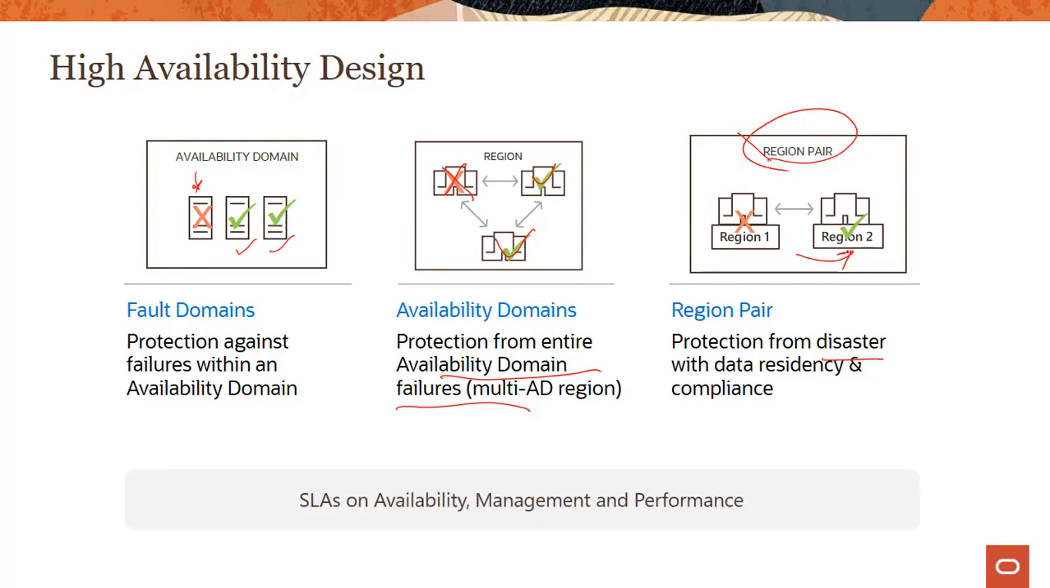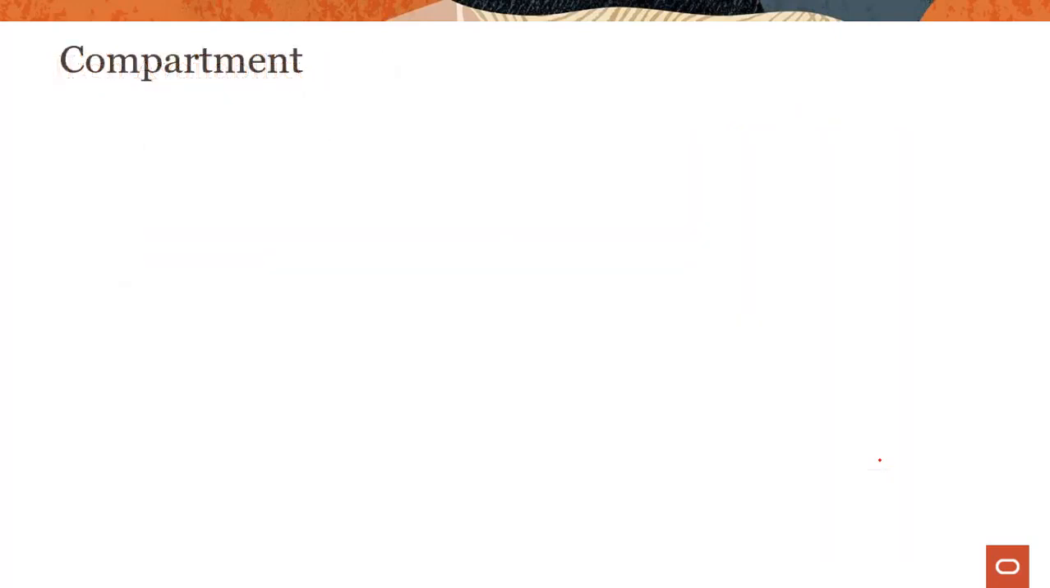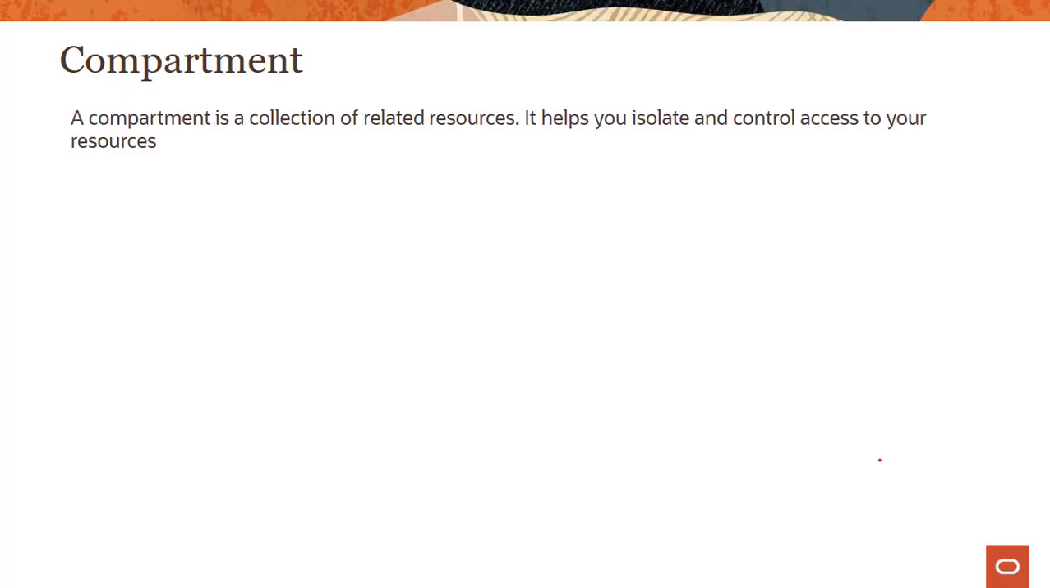And on top of that, we also have SLAs on availability management and performance, so you can also leverage SLAs around these constructs. All right, so let's look at one last thing, design considerations, which is not really a physical design construct within OCI, but rather a logical design construct called compartments. What do we mean by compartment?